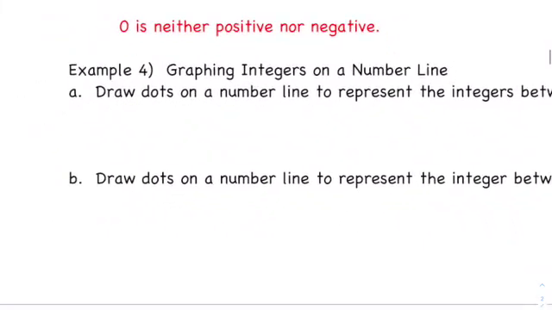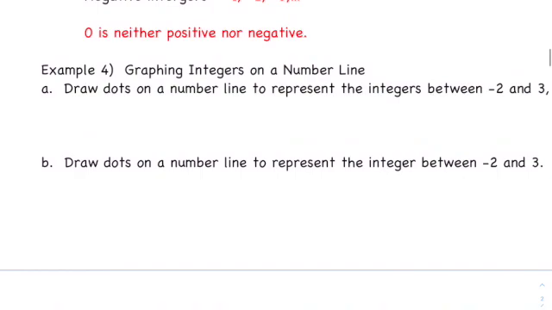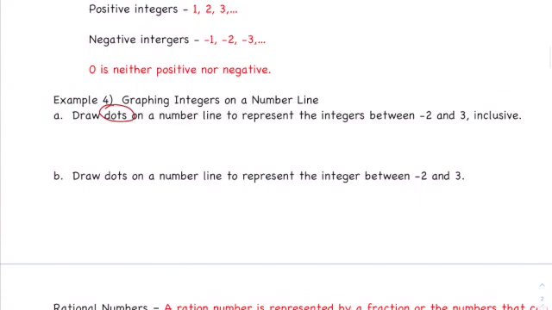All right. So now example number 4 is graphing integers on a number line. I want you guys to understand it's drawing dots. When you graph integers, it is dots, not a line. Draw dots on the number line to represent integers between -2 and 3 inclusive. Inclusive means include those 2 numbers. So if you draw a number line right here, you have 0, you have -2, inclusive.